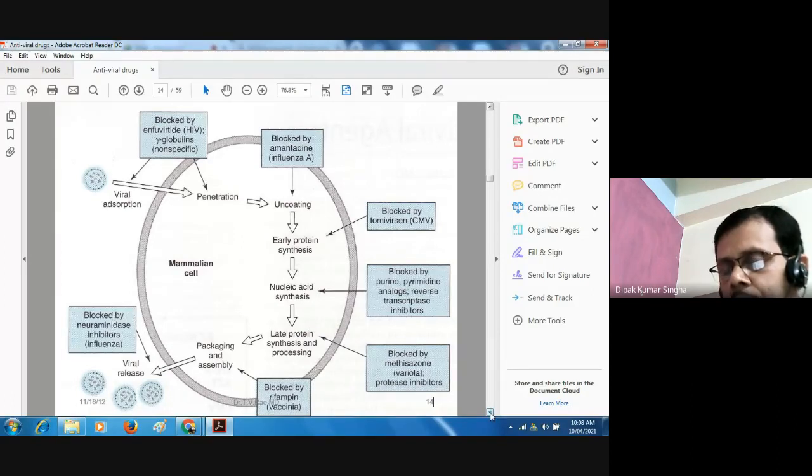This is one of the most important sites, the reverse transcriptase inhibitors in case of HIV, and blocked by methisazone in varicella zoster infection, in case of chickenpox or smallpox, and blocked by rifampin and vaccination, and blocked by neuraminidase inhibitors in case of influenza. So these are the seven steps or seven sites where you can inhibit the viral infection.